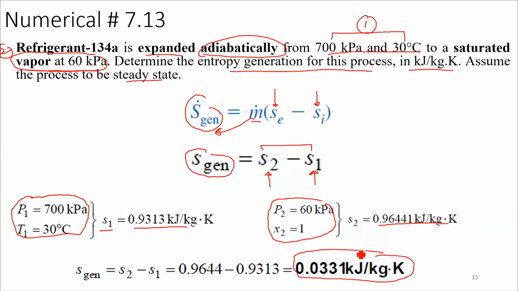And if you see, the positive value indicates that it's an irreversible process. Are there any questions regarding what we have covered?